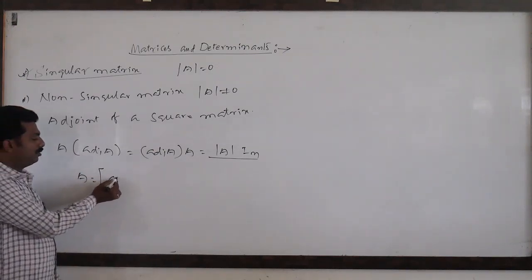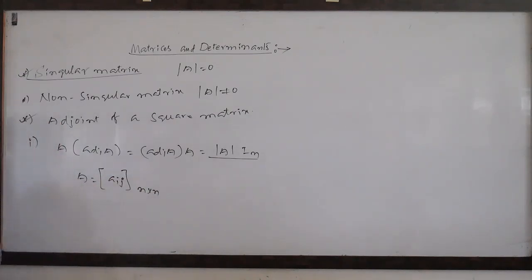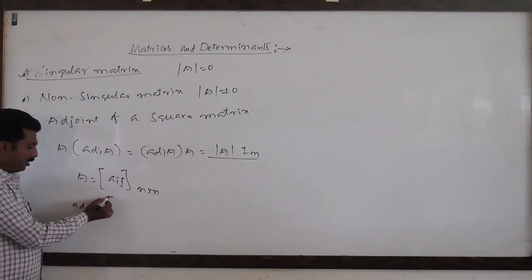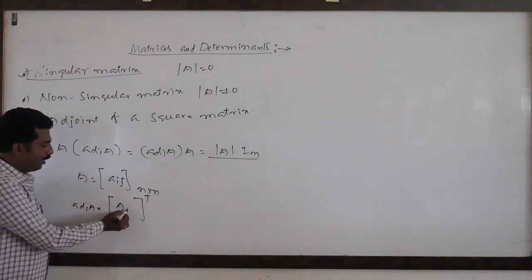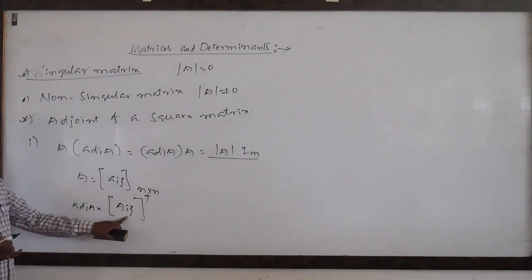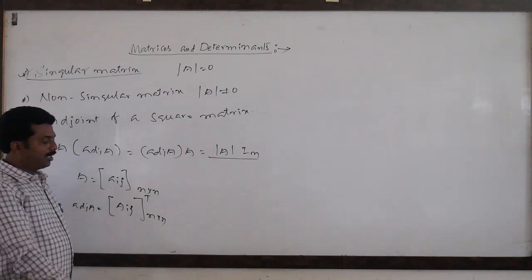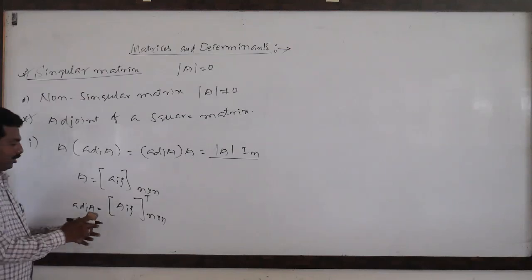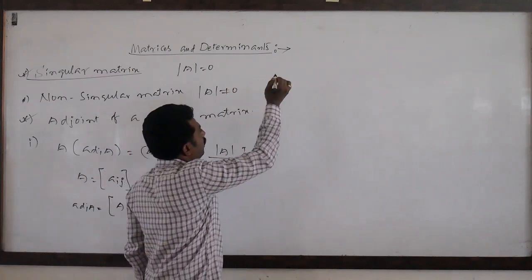Suppose A equals [a_ij] of order n by n. So how do we calculate the adjoint of A? Adjoint of A is the transpose of the matrix [A_ij], where A_ij means the cofactor of the small a_ij. This is also of order n by n. This is the adjoint of A, and this is the matrix A.